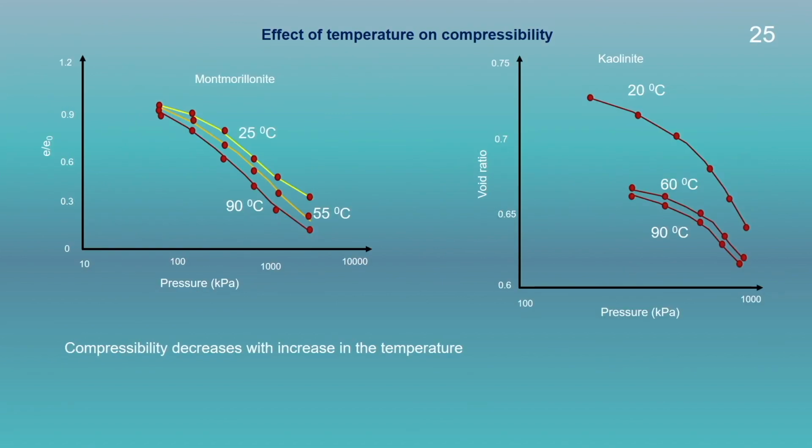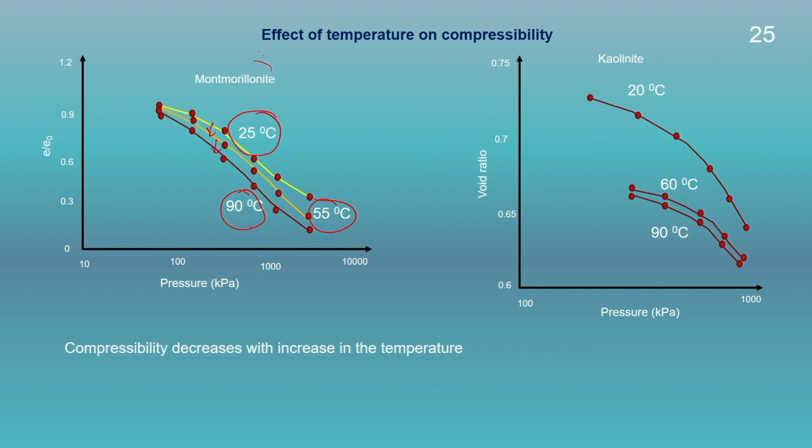We will see the effect of the compressibility due to heating of the soil sample. In this case, this soil was heated at 3 different temperatures, 90 degree, 55 degree and 25 degree centigrade. So, here we could see the effect of temperature on the compressibility. The compressibility of the soil will keep on decreasing with increase in the temperature.